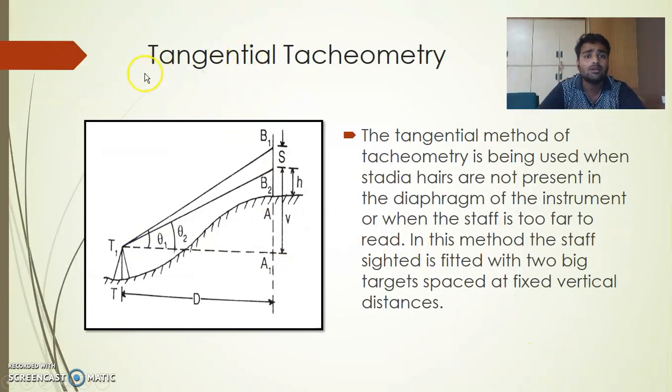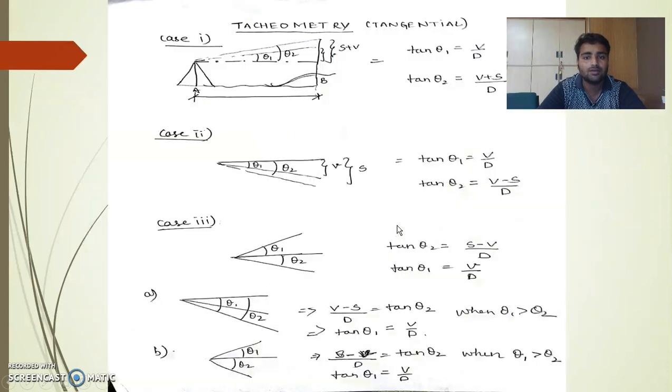So how can we deal with tangential tacheometry? Tangential tacheometry is generally used in places where we have steep slopes and different terrains. And this concept is used when stadia hairs are not present. This is very important: stadia hairs are not present in the diaphragm. So we do not know where S1 and S2 are, so we cannot find out the stadia difference. So we target the angles and we can use the simple triangle method to identify these things. So what are the formulas?